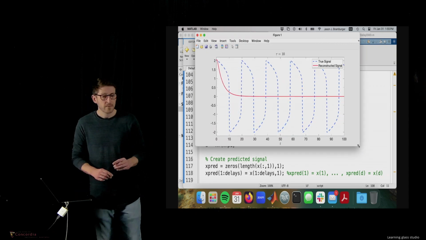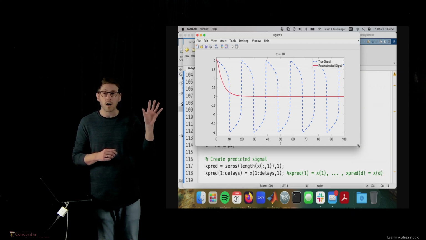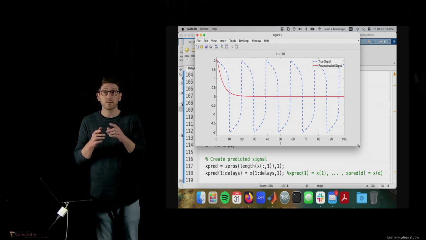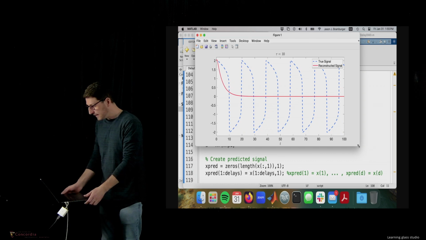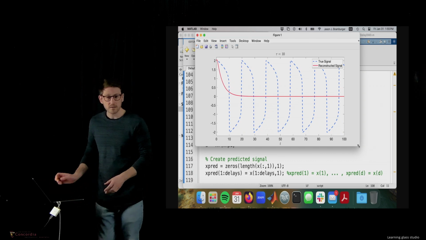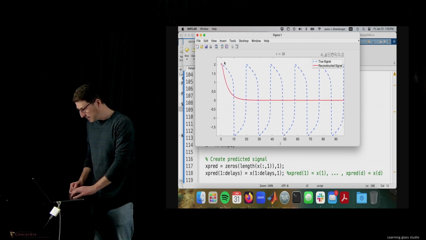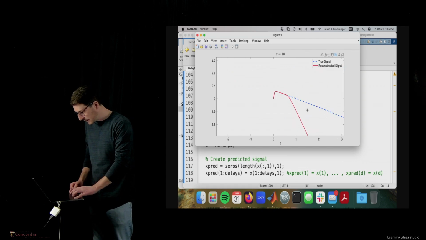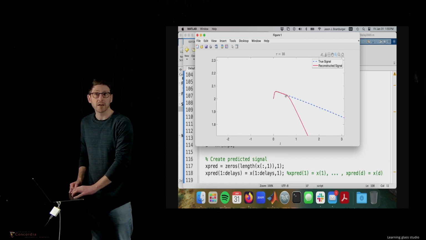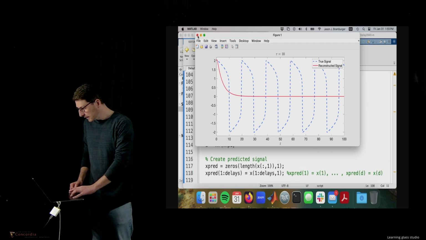So this, in blue dotted up here, is the original van der Pol signal. In red is my DMD prediction starting from exactly the same point. You can see that this is junk, right? The only thing that it does is maybe get the first time step, okay? And that's about it. So clearly we need a few more delays.